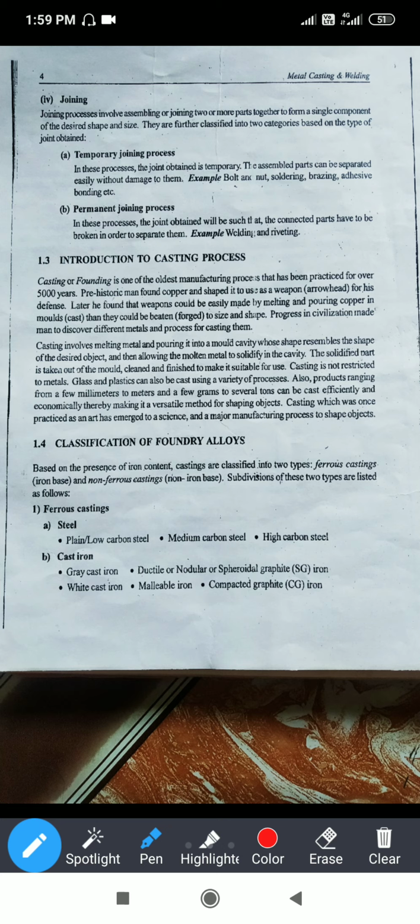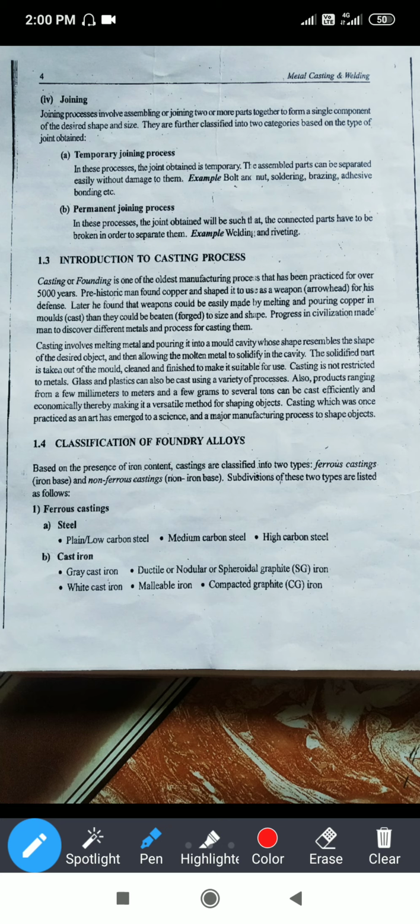Casting involves melting the metal and pouring it into a mold cavity, as you know, whose shape resembles the shape of the desired object. Then allow the molten metal to solidify in the cavity. Whatever mold cavity you prepare, you allow the molten metal to solidify in that cavity. The solidified part is taken out of the mold, cleaned and finished to make it suitable for use.